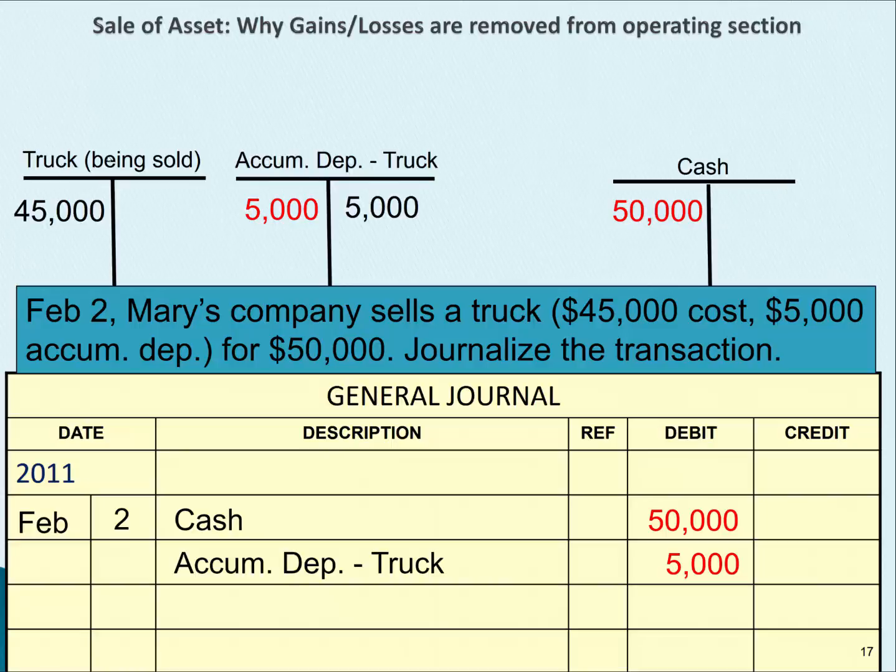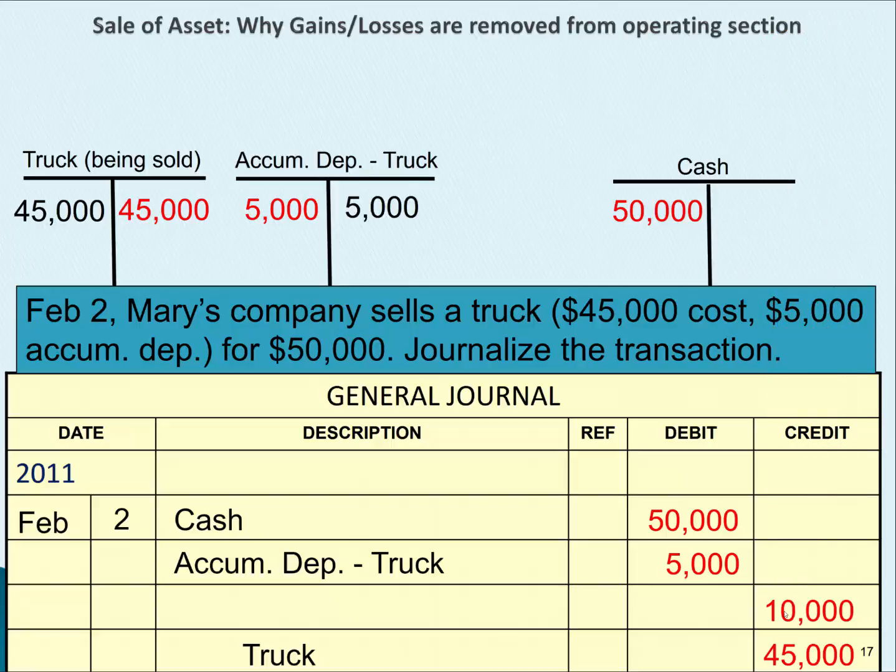Now we have to get rid of the truck account since it's being sold. So we're going to credit it by $45,000. And we'll put that in the journal, $45,000 as a credit. Now, obviously, the transaction does not balance. But let's see if we can calculate the balancing amount and see which side it goes on. So we got $55,000 as a debit, $45,000 as a credit. That means we have a balancing amount of $10,000 that needs to go on the credit side.